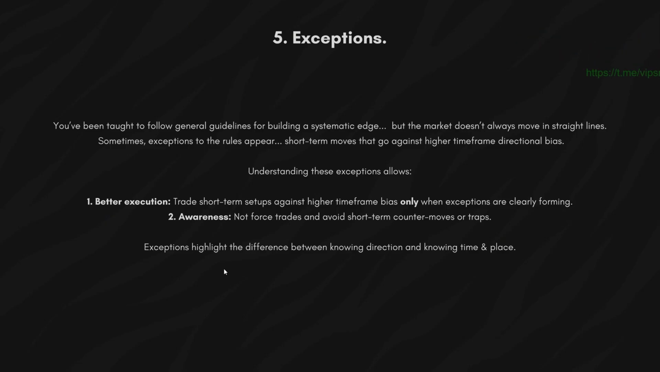But that is an example of an exception. In that case, because price has formed bullish price action for 4 days consecutively, on the fifth day you will avoid trading in the bullish direction as a whole, because you've built this awareness that price action does not move in the same direction for 5 consecutive days. That way you realize not just when to take a trade but also when not to take a trade. Exceptions basically highlight the difference between knowing direction and knowing time and place.